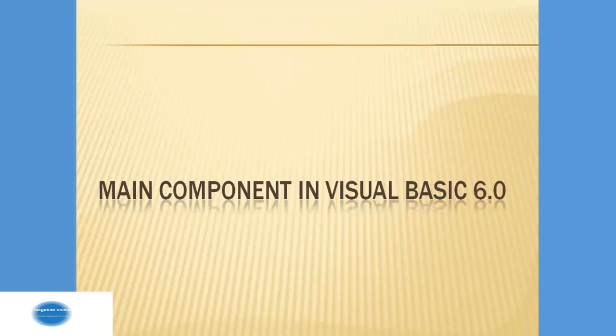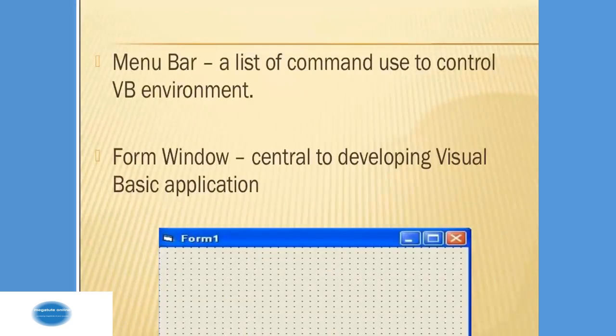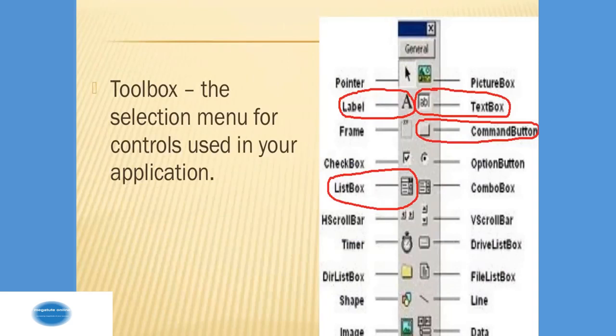Now main components in Visual Basic 6 are, we have a menu bar, a list of commands used to control the environment, and a form window. These are the main things which we will be using. Now we are only using a label to show a message on the screen, a text box to get the data, that is the input from the user, a command button to code the process, and a list box to show our output. These are the only 4 tools we are using. We are not using any other tools because Visual Basic is very vast, and we are not actually learning Visual Basic as a whole. We are using it as a tool to develop your skills for coding.